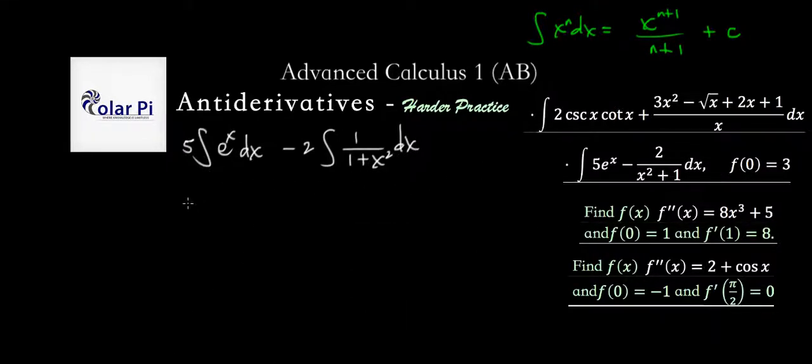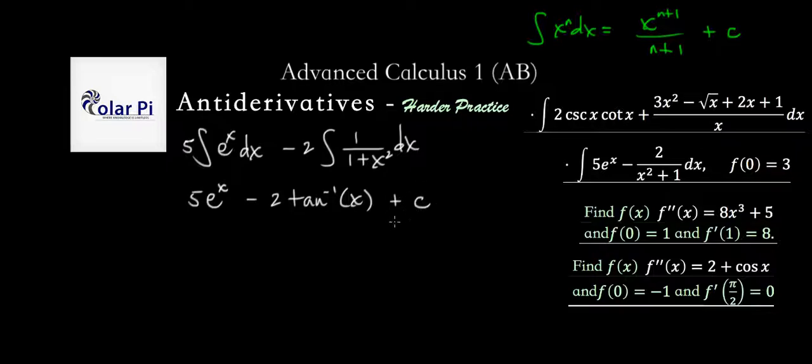But first, let's finish the job of finding that antiderivative, which is called f, because of this information telling us that it's called f. So now, what did we take the derivative of to get e to the x? Well, e to the x. So I have 5 e to the x, and then I have minus 2. What did I take the derivative of to get 1 over 1 plus x squared? Yes, arc tan x, or tan inverse x. So here I have tan inverse of x, and then plus c.